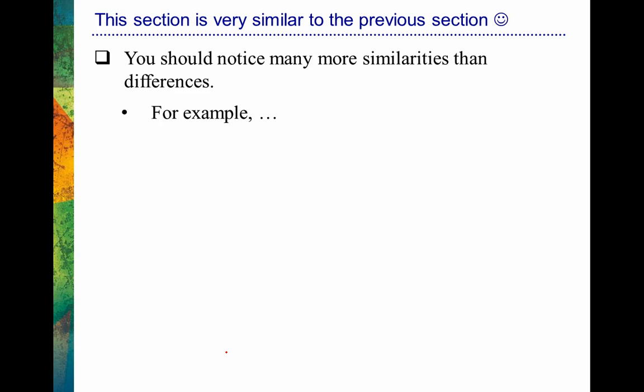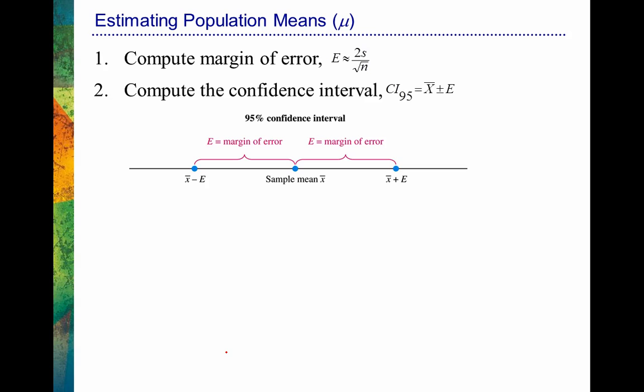Let's jump right in. You're going to see that this section is very similar to the previous section when we were dealing with sample means and trying to learn about population means based on those sample means. So for example, when we were talking about estimating population means, you're going to see how all of these things that we talked about previously are going to just change so that they can fit population proportions. So instead of estimating population means, now we're estimating population proportions.